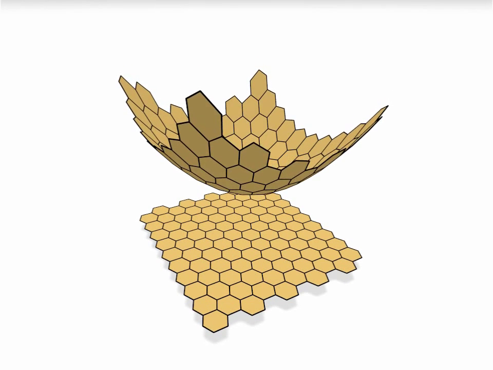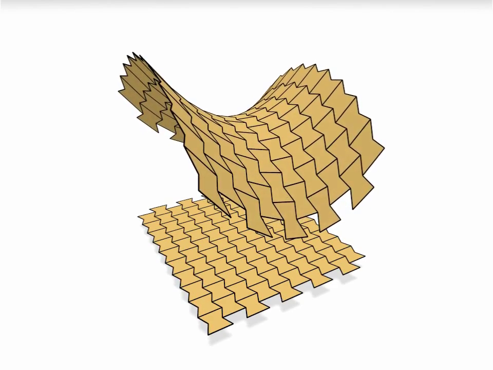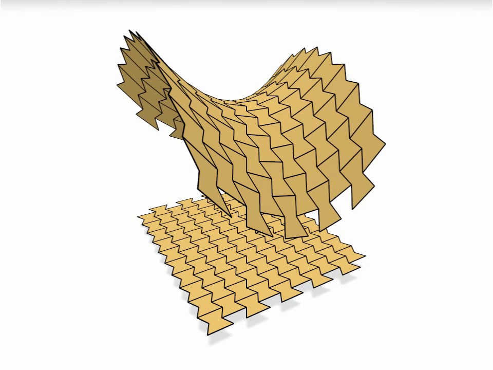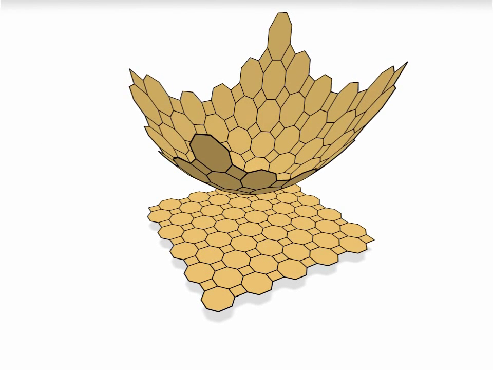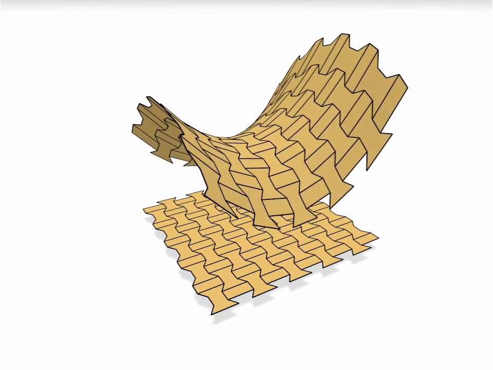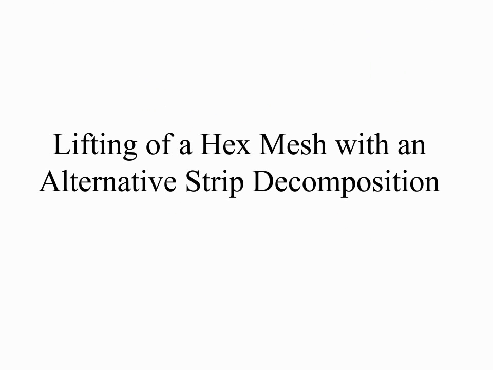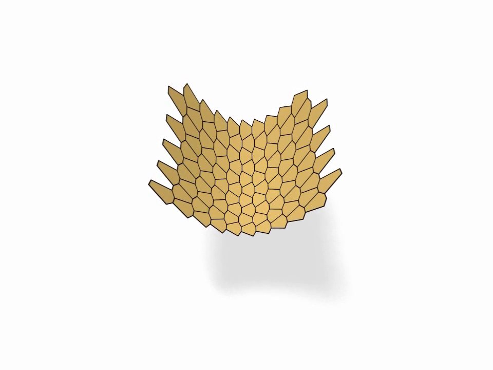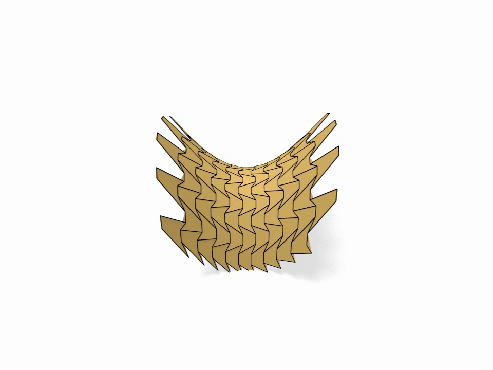Now we show a continuous deformation of this pattern onto a paraboloid, changing its Gaussian curvature from positive to negative. Note how convex faces become concave. Here we show a continuous deformation for the Quad-Octagon pattern. As described in this paper, varying strip decompositions lead to different ways of tiling paraboloids. Again, note how convex faces become concave.